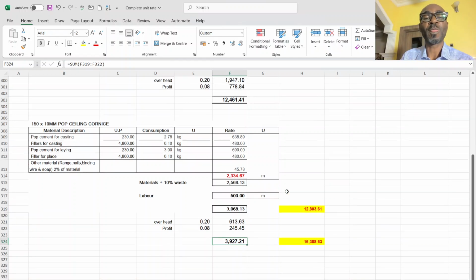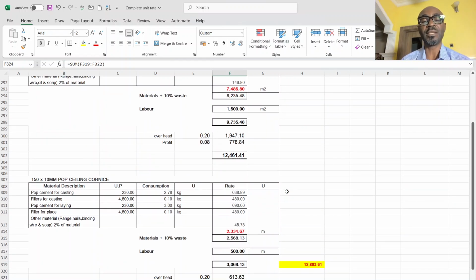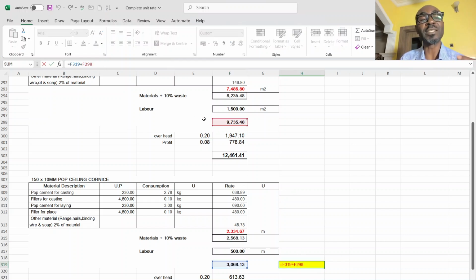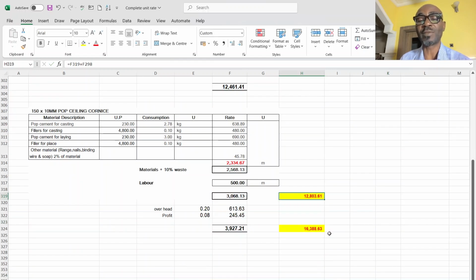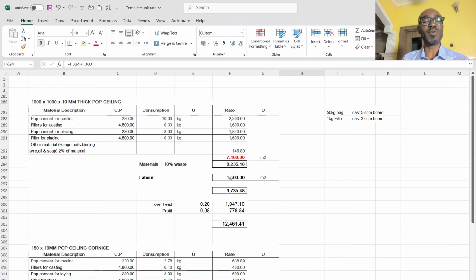So for an individual that is handling, say, the work himself in his own house, if you sum up the two costs for material and labor without the markup, you're going to be getting 12,803. Then if you are bringing in a subcontractor to do the job, he has to put his profit and his overhead. So you'll be coming to 16,388.